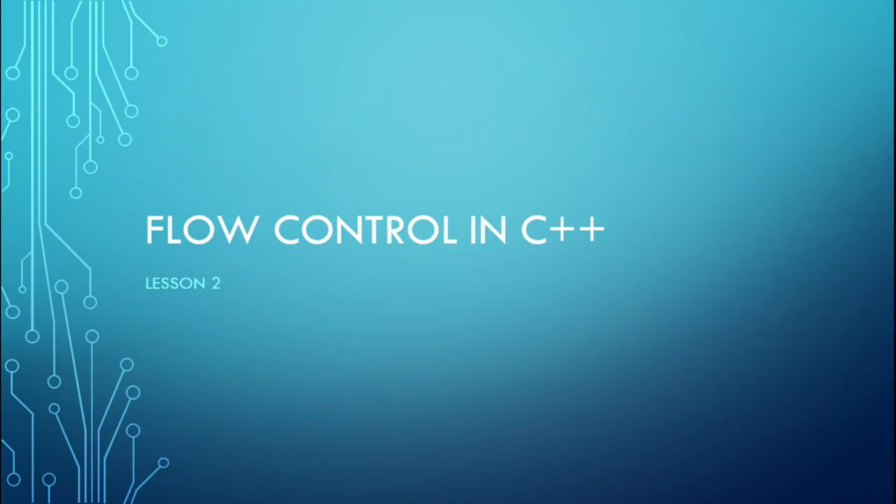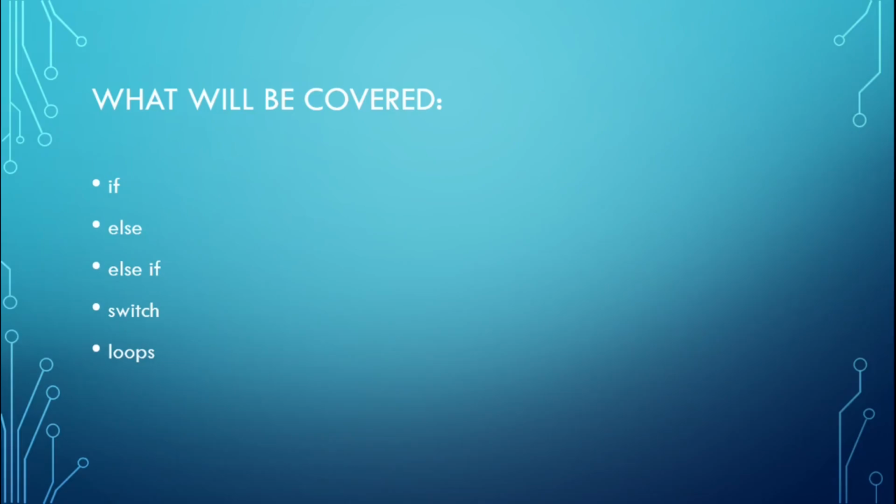So let's jump into flow control in C++. Flow control basically means how your program decides what to do next. Think of it like telling your computer, if this happens, do that, otherwise do something else. We'll cover if, else, else if, switch, and loops.